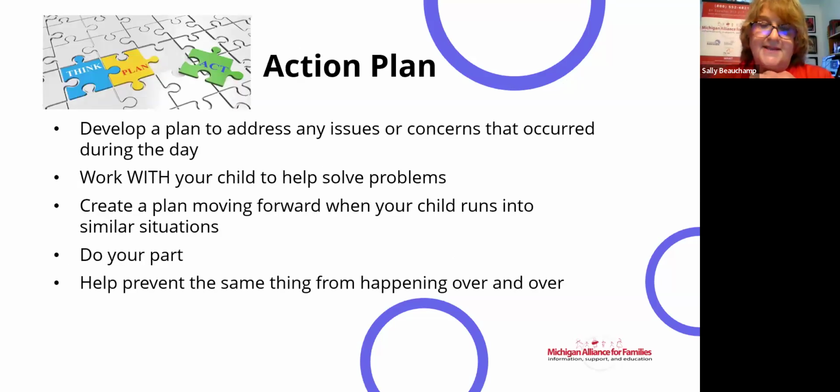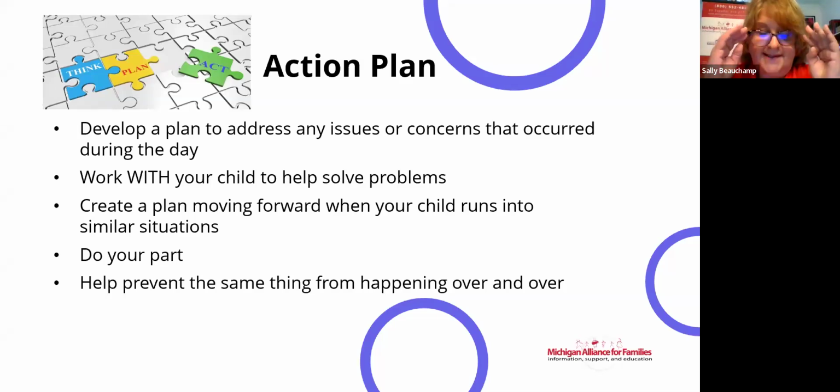Action plan. An action plan is developed to address any issues or concerns that occur during the day. It helps you work with your child to solve problems, and you can create a plan moving forward for when your child runs into similar situations. When you make up an action plan, you have to remember to do your part. An action plan helps prevent the same thing from happening over and over.